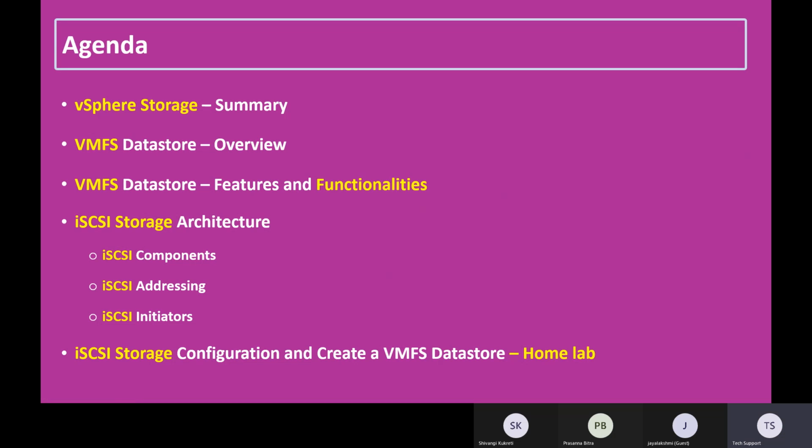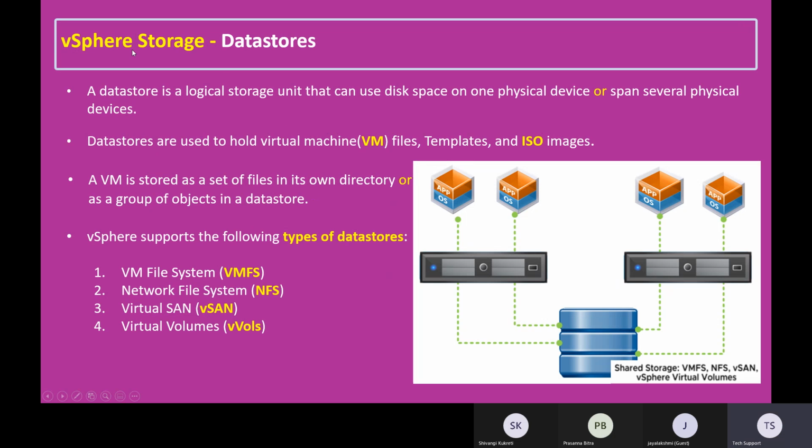So quickly we can run through our vSphere storage data stores. Yesterday we discussed these points. A data store, we know, is a logical unit. It consists of all our virtual machine files, templates, and ISO images. vSphere storage supports four types of data stores. The first one is VMFS, virtual machine file system, the second is network file system, then virtual SAN, vSAN, and virtual volumes. In short form, we call it vVols.